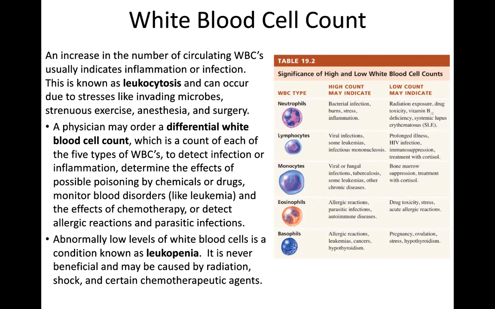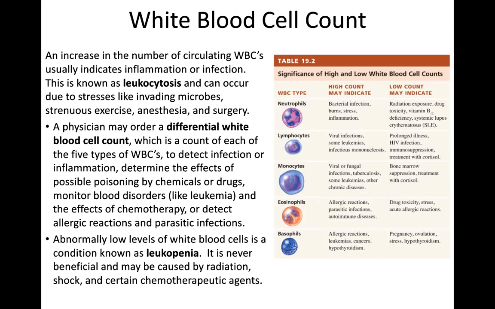Okay. And earlier I mentioned that a doctor will examine an individual's white blood cell numbers in order to probably figure out whether it's a virus, a bacteria, whether it's a fungus, whether it's something else. Okay, that test is called a differential white blood cell count, where they just count up each of the 5 different types of white blood cells to detect infection or inflammation, determine the effects of possible poisoning by chemicals, drugs, monitor blood disorders like leukemia and the effects of chemotherapy, or detect allergic reactions and parasitic infections.